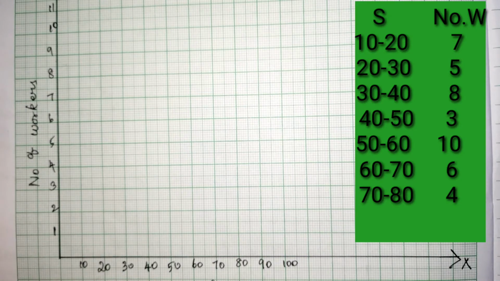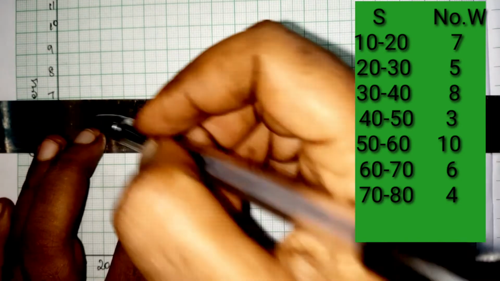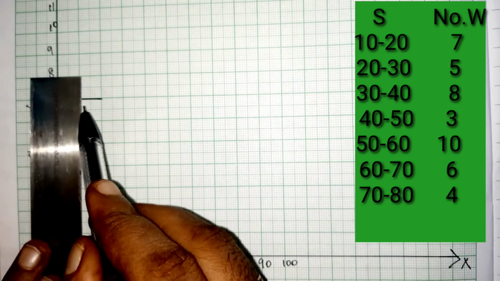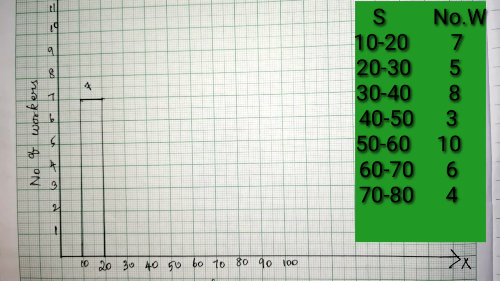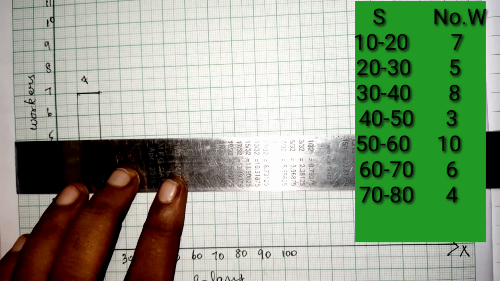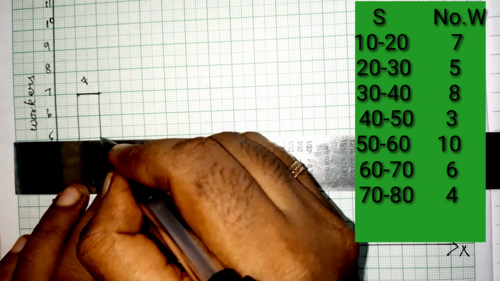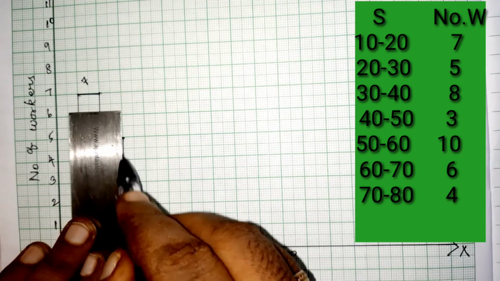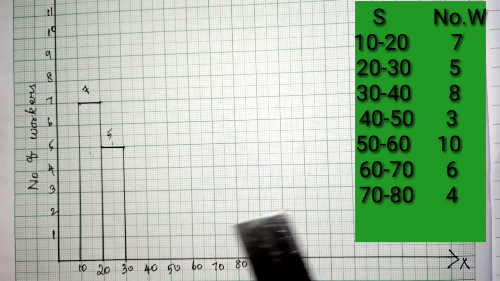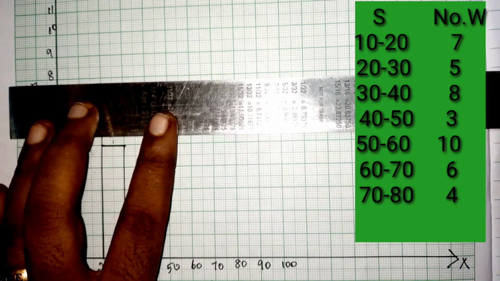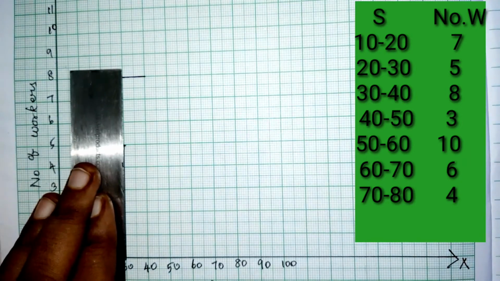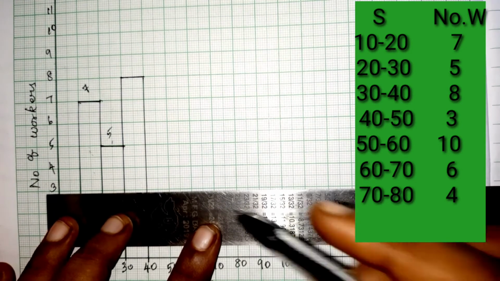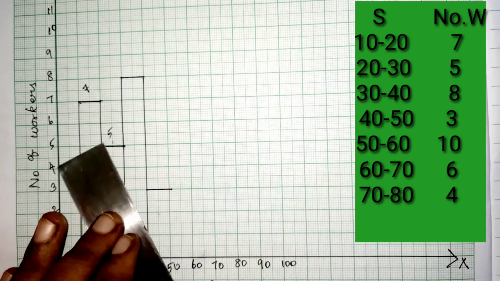In between 10 and 20 the number of workers is 7, so you draw a vertical bar. From 20 to 30 the number of workers is 5. 5 is some point here, so you have to draw an adjacent bar. And for 30 to 40, the number of workers is 8, so you draw a vertical bar. And for 40 to 50, the number of workers is 3. 3 is some point here.